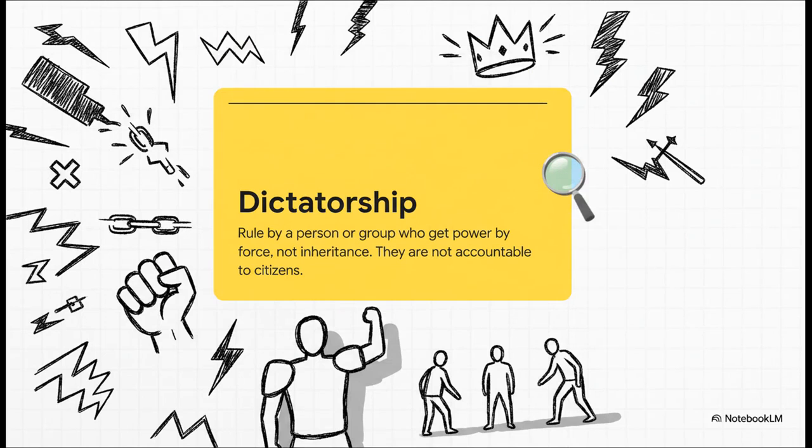Now, this one might sound kind of like a monarchy, but there is a massive difference. A dictator also has absolute power, but they get it through force, not because they inherited a crown. Their word becomes law, and they have zero accountability to the people they're ruling over.